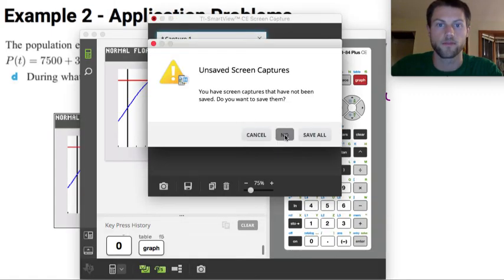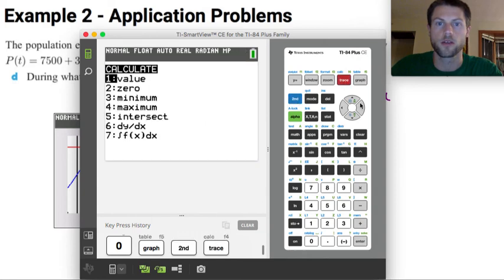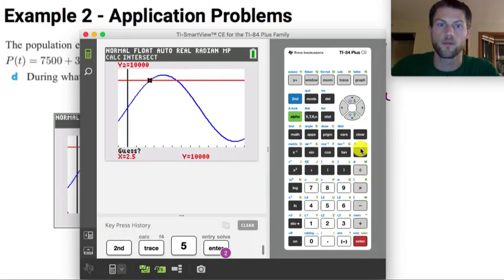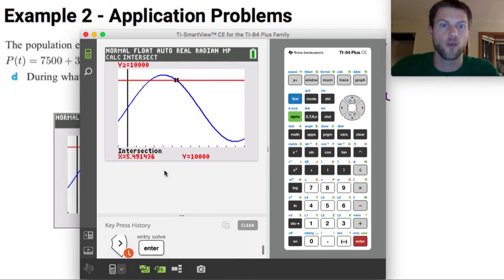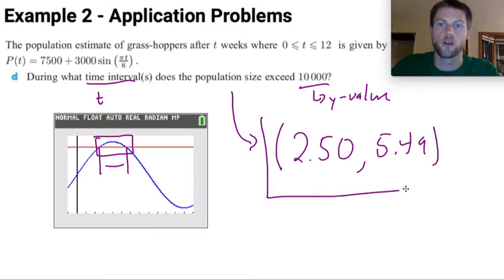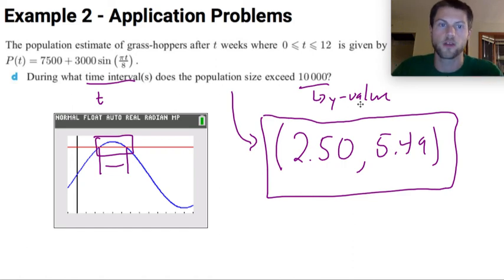So let's do that. Second calc, 5.49. And that is my interval there. You'll notice that I used open parentheses, not square brackets, because I'm looking for when it's exceeding 10,000, and at these values it equals 10,000. So it's not going to contain these points in my interval. That's why I use the open parentheses.